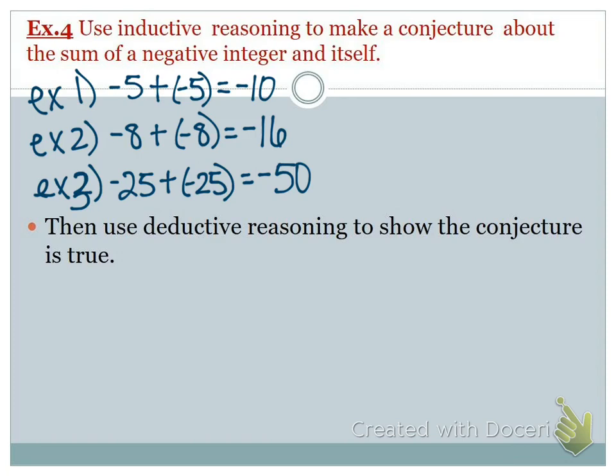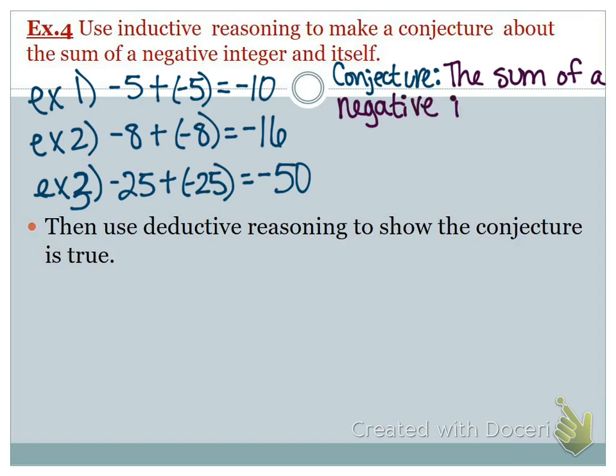So now that we've got some examples to make our observations, we can come up with a conjecture for this. Okay, our conjecture should be about the sum of a negative integer and itself. So this is where we have to really look at those examples we made and try to see if we can recognize a pattern here. Do we notice a relationship between our sums and the original integer that we worked with?